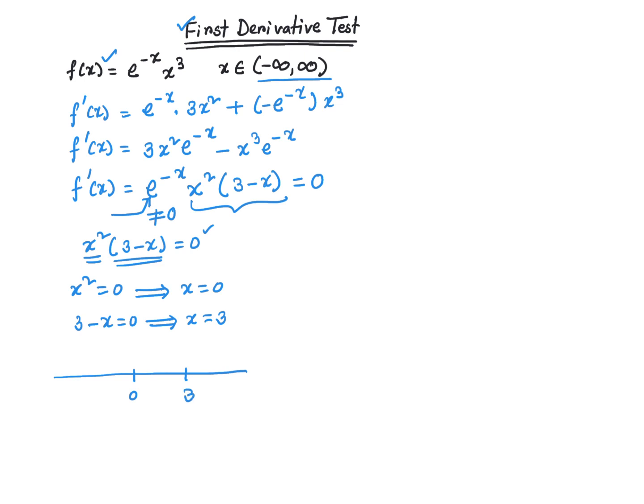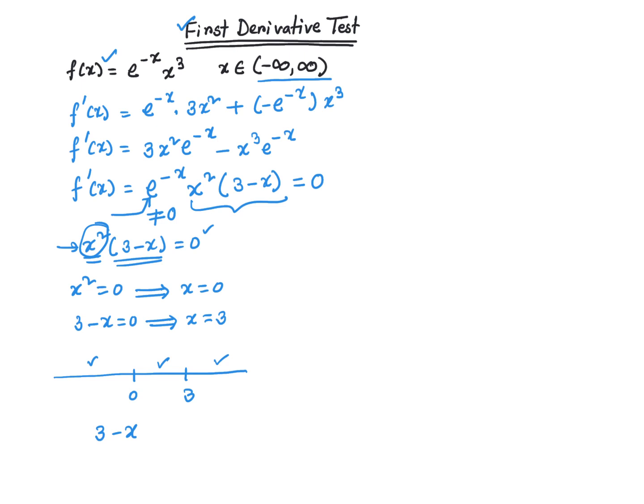We need to evaluate our derivative in the three intervals here. Interval 1 is negative infinity to 0, another is from 0 to 3, and the last is from 3 to infinity. We can just look at this: x squared is always positive, regardless of the x value. Of course, 0 is not included here. So we can just look at 3 minus x and figure out the signs.